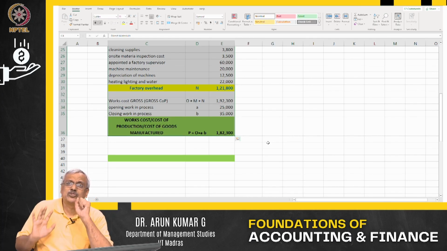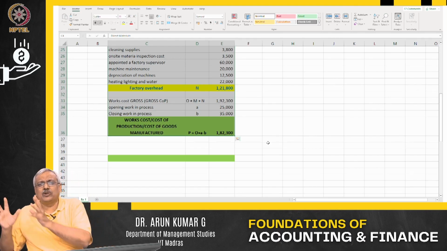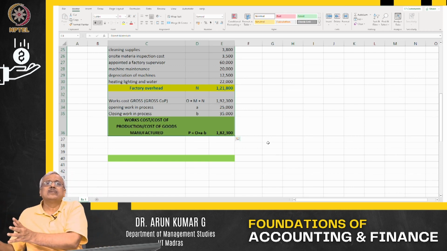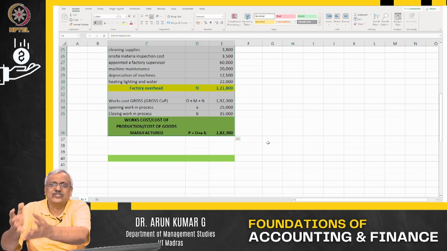What is the cost of goods sold? Cost of goods sold is what you are selling. What is it you are selling? I have not manufactured anything. I am selling the goods that are already there in my godown, that were manufactured last year. So, what is the cost of sale? Cost of sale is the value of the goods that are already there as finished goods in the godown.